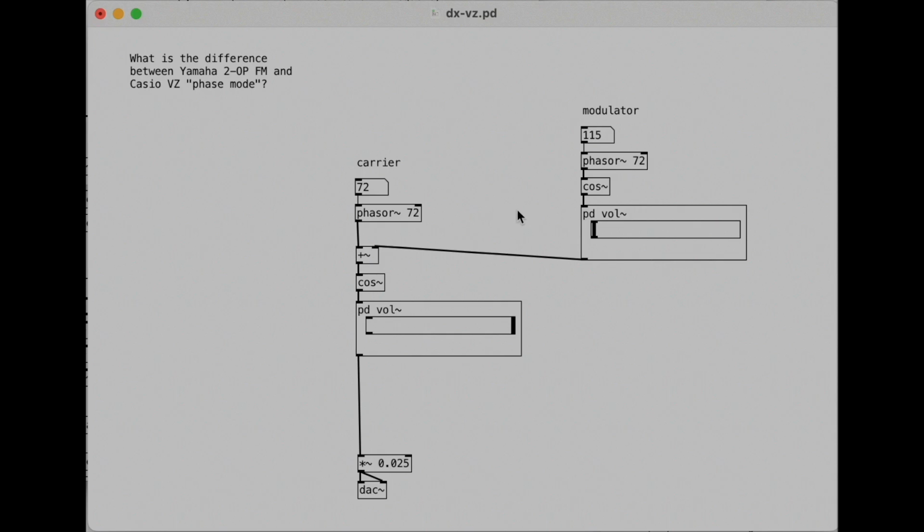Now what's different in the Casio VZ is that if you use its phase mode, you also have two oscillators. However, this one is disconnected. So now you can make sounds like this. Let's go back to this pitch. So you can sort of get a sine wave. You can make it brighter, just like with FM. But it sounds different. The body is gone. There's more body if you put this one back.